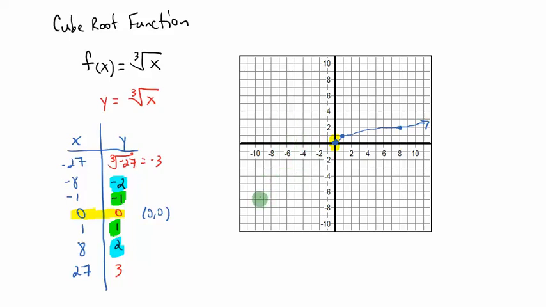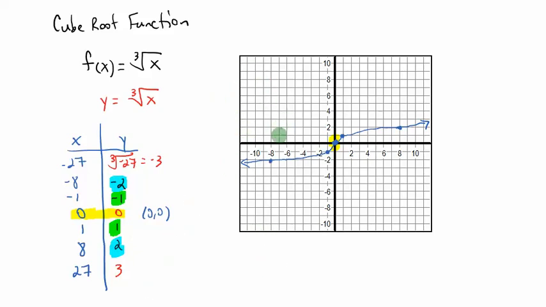We can use negative x values. If x is negative 1, y is negative 1. If x is negative 8, y is negative 2. If x is negative 27 way over here, y is negative 3. So it's the same behavior, it's just in the negative direction. And that's what this symmetry is talking about here. You get the same values, but on one side the values are positive, and on the other side the values are negative. And that is your cube root function.